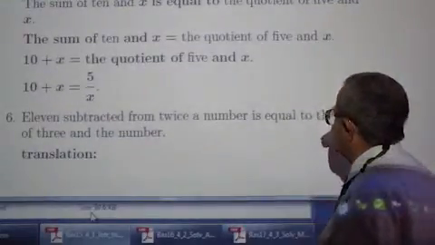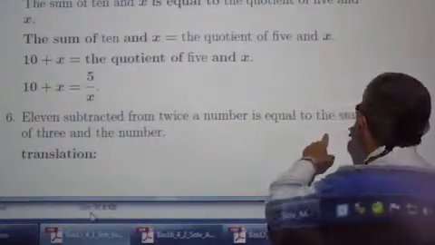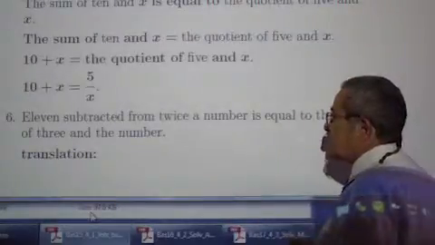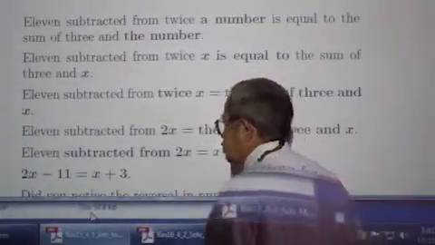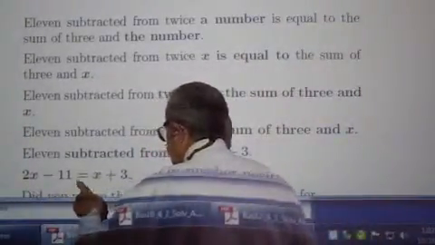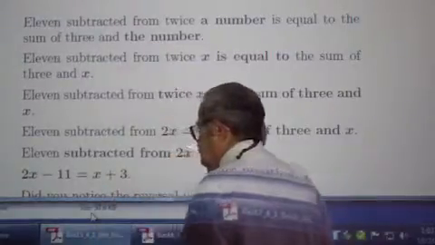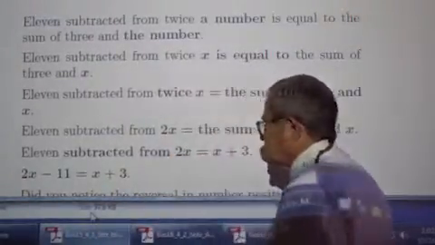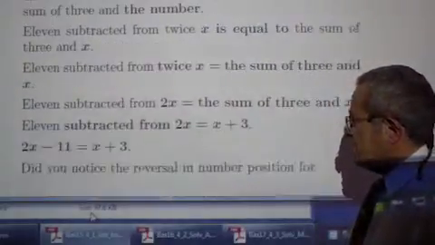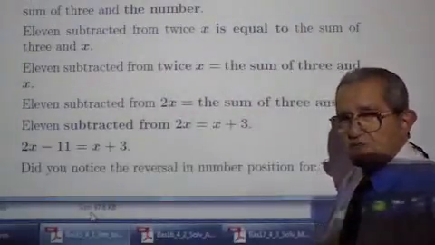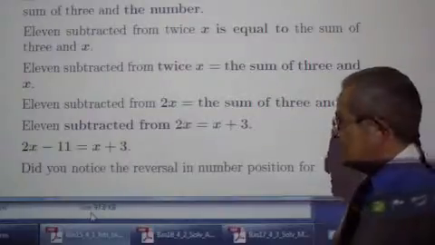11 subtracted from twice the number is equal to the sum of 3 and the number. So 11 subtracted from twice the number is equal to the sum of the number and 3. So 2x minus 11 is equal to x plus 3. We were not asked to solve, we were asked to just translate.